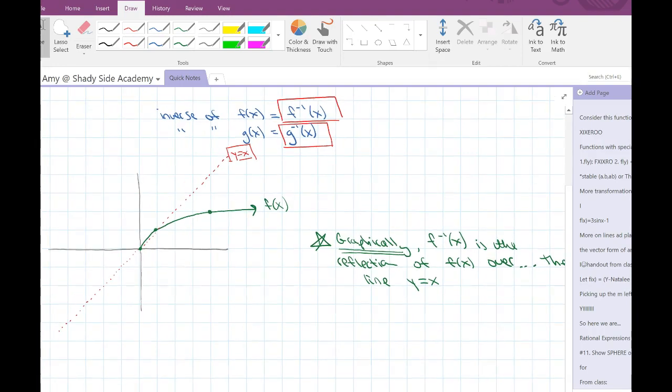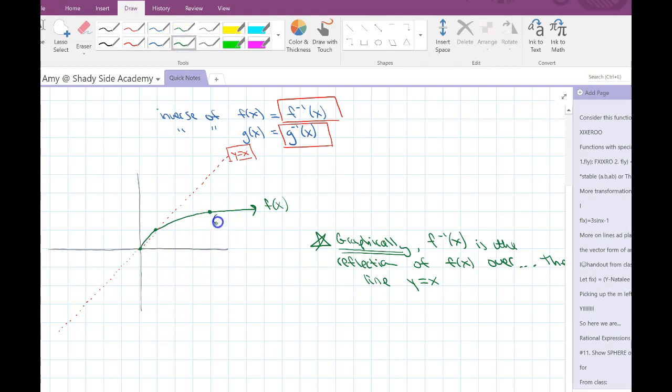What I want you to do, boys and girls, is, assuming you did this on your notebook paper, go ahead and fold your paper along the line y equals x here. And when you fold your paper along the line y equals x, tell me where that brings f of x. In other words, what happens to f of x if you reflect it over the line y equals x. So fold your paper along the line y equals x and see if you can see where f of x goes.